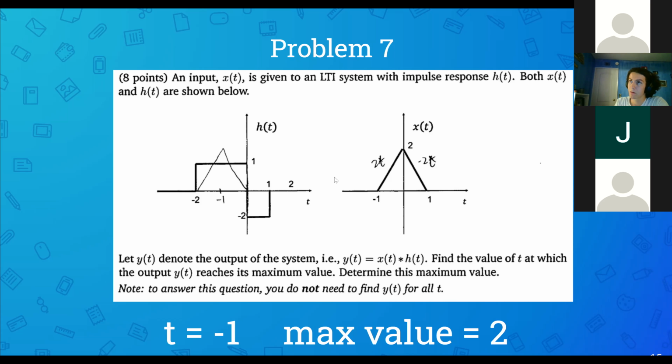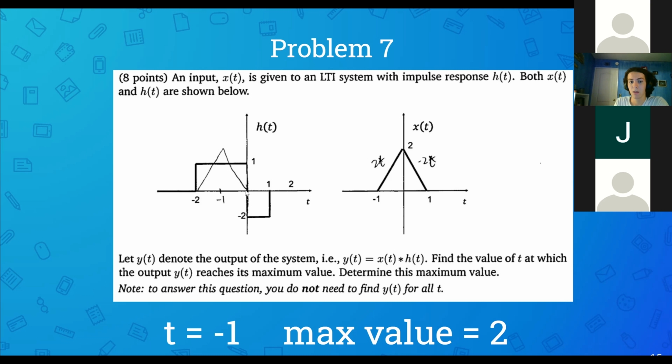When t equals -1, I'm multiplying x of t -1, which is where that -1 comes in, by h of t and finding the area under that curve. So h of t times x of t -1 is going to give me a triangle right here. Do you see why that is?